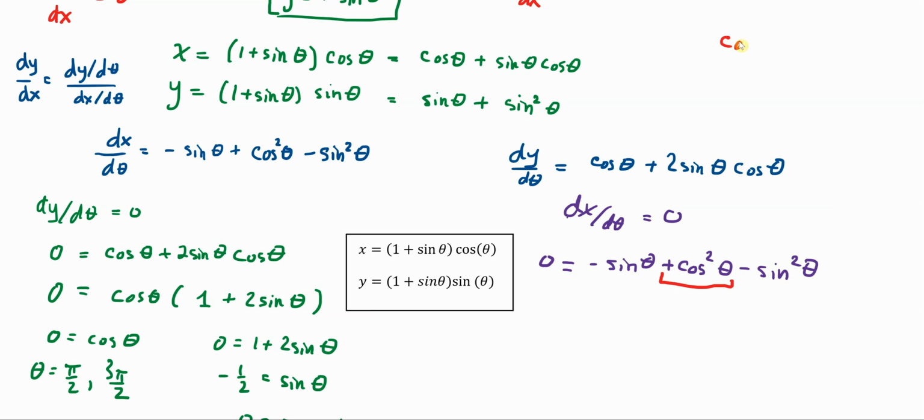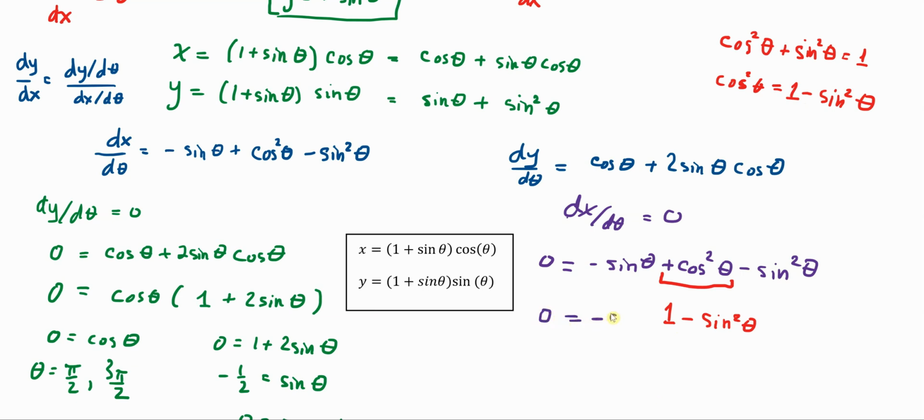Remember this old, comfortable, nice and good Pythagorean identity that cosine squared plus sine squared equals 1. Therefore, cosine squared on its own must be equal to 1 minus sine squared. So this part right here, cosine squared, I'm going to convert into 1 minus sine squared theta. And then I'm going to finish out the rest of this problem. 0 equals negative sine theta plus 1 minus sine squared minus another sine squared.